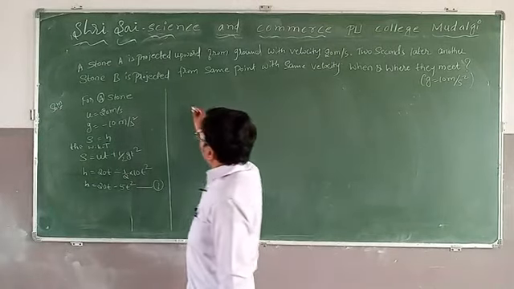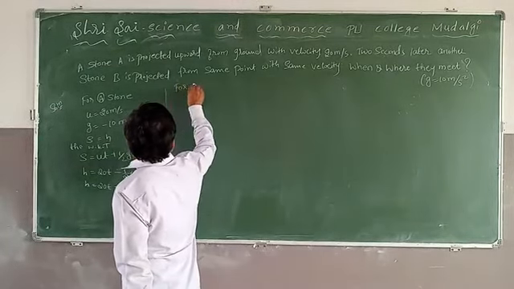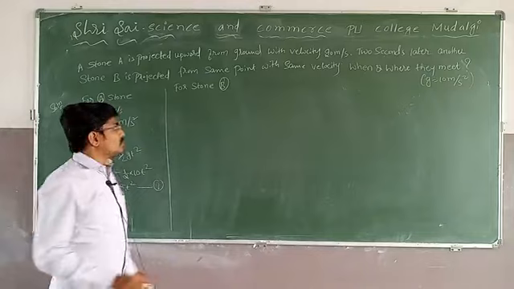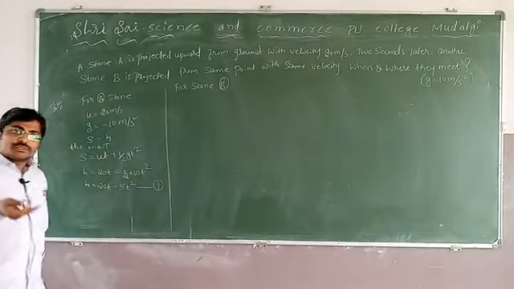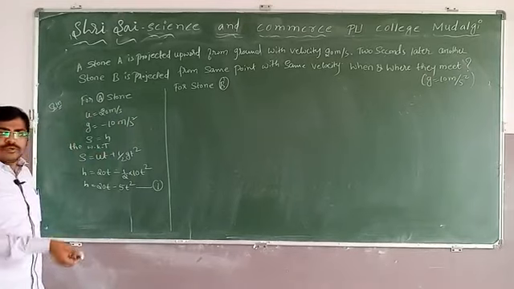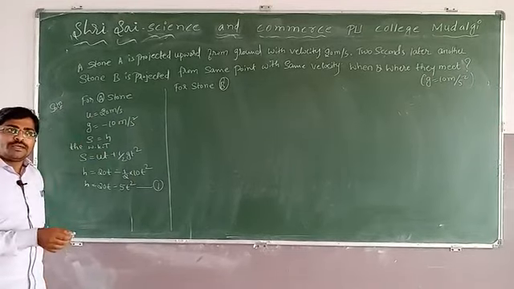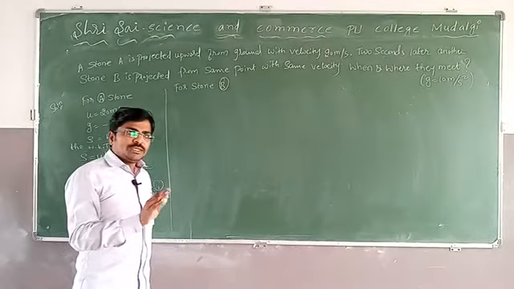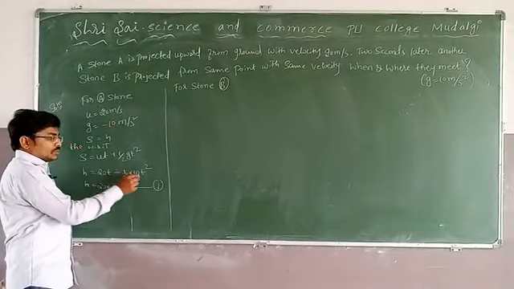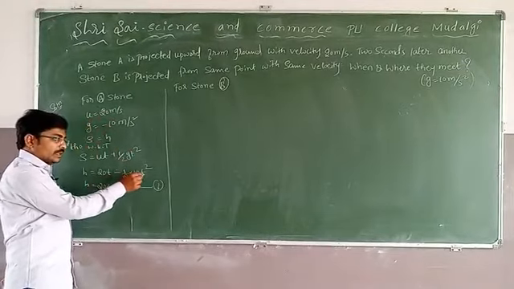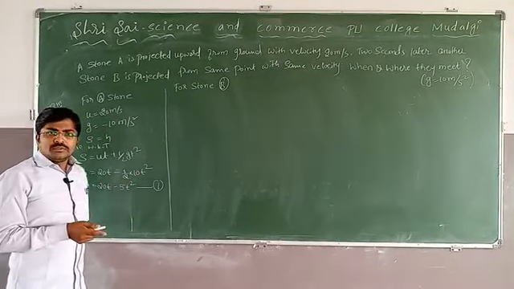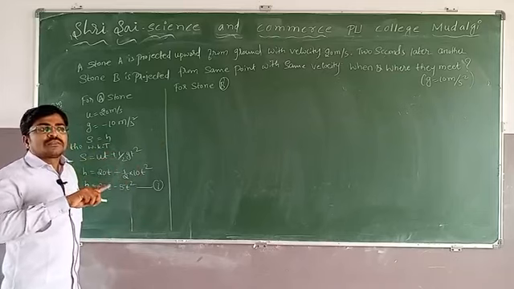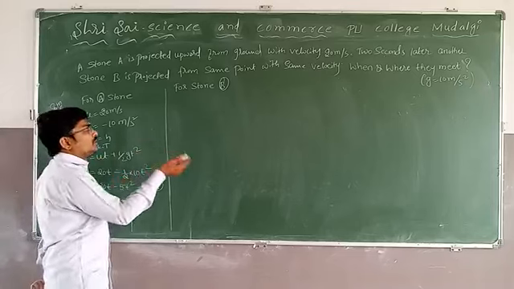Next, see for B stone. For stone B also, they have thrown it in the upward direction with the same velocity from the same point, but after 2 seconds. Only difference is same velocity, same point, but 2 seconds later. If the first stone is thrown at time t, then the second stone is thrown at time t minus 2, because after 2 seconds. Therefore, instead of t, use t minus 2.